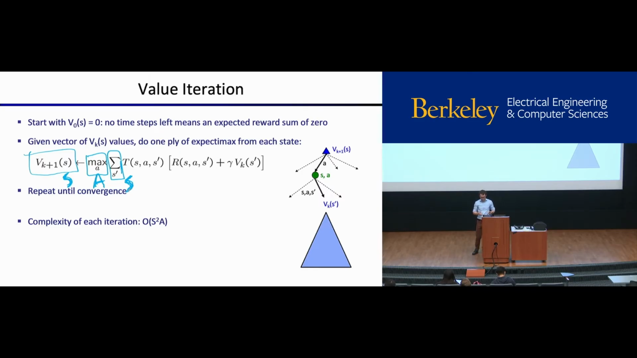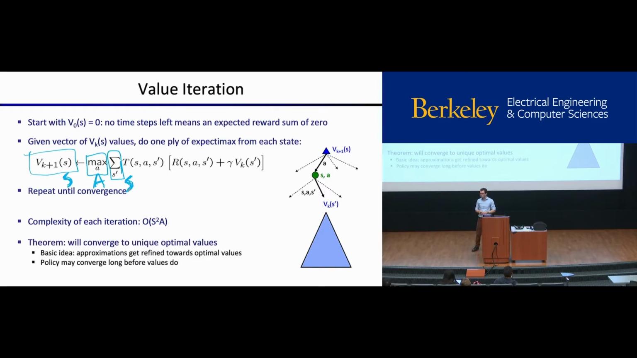OK, so this is, I don't know what your expectations were, but it might be more or less than you were expecting. It's kind of interesting. It's s squared times a. So this will converge to the unique optimal values, and we'll get into why that is. But this is nice. We have a recipe. We can turn the crank, and we'll get optimal values.